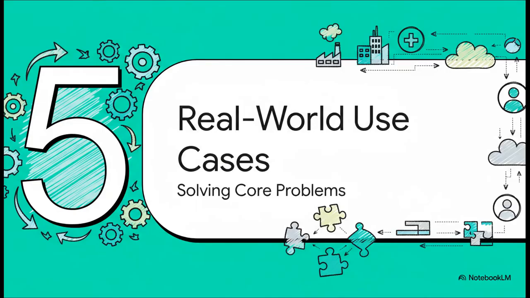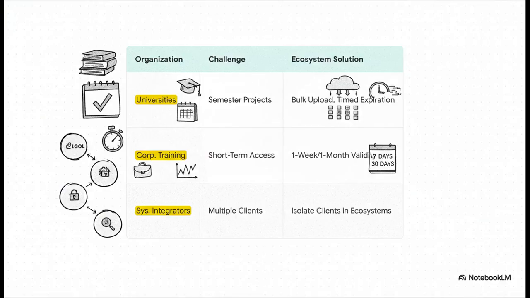Okay, so we've talked about the features, but let's see how this stuff actually plays out in the real world. What kinds of problems does this system solve for actual organizations? Take universities, for example. Their big challenge is dealing with semester-long projects in huge classes. The ecosystem solution? Bulk upload for the whole cohort and setting an expiration date that matches the end of the semester. Perfect. Or think about corporate training.